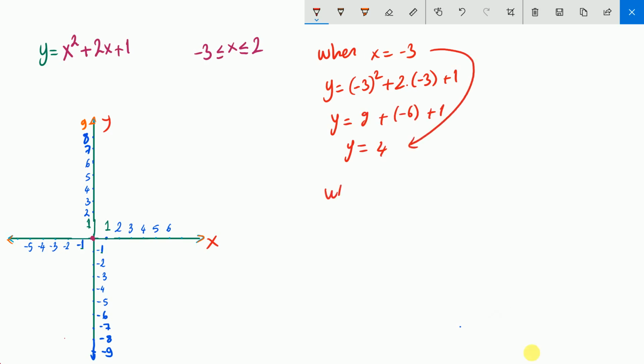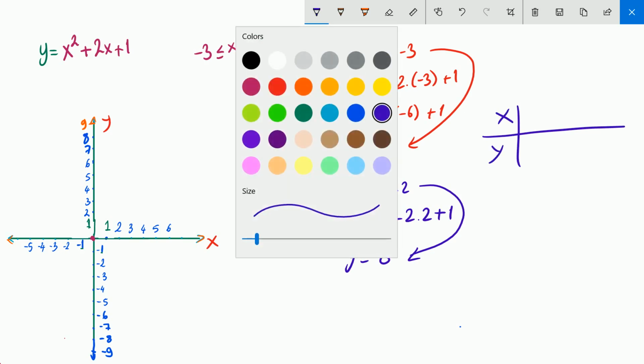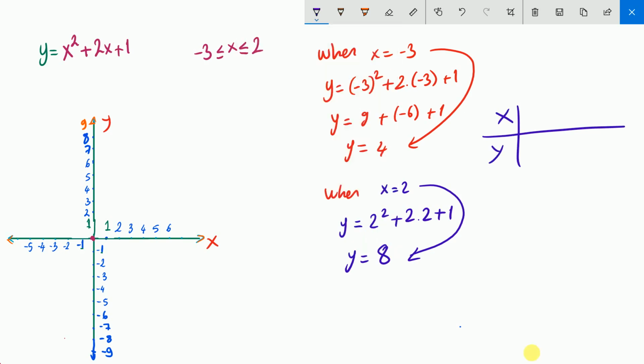One more: when x is 2, y will be 2 squared plus 2 times 2 plus 1. So y will be 8. When x is 2, y will be 8. I am going to make my x and y table. Don't forget it. We make our x and y table: when x is -3, y is 4, and when x is 2, y is 8.